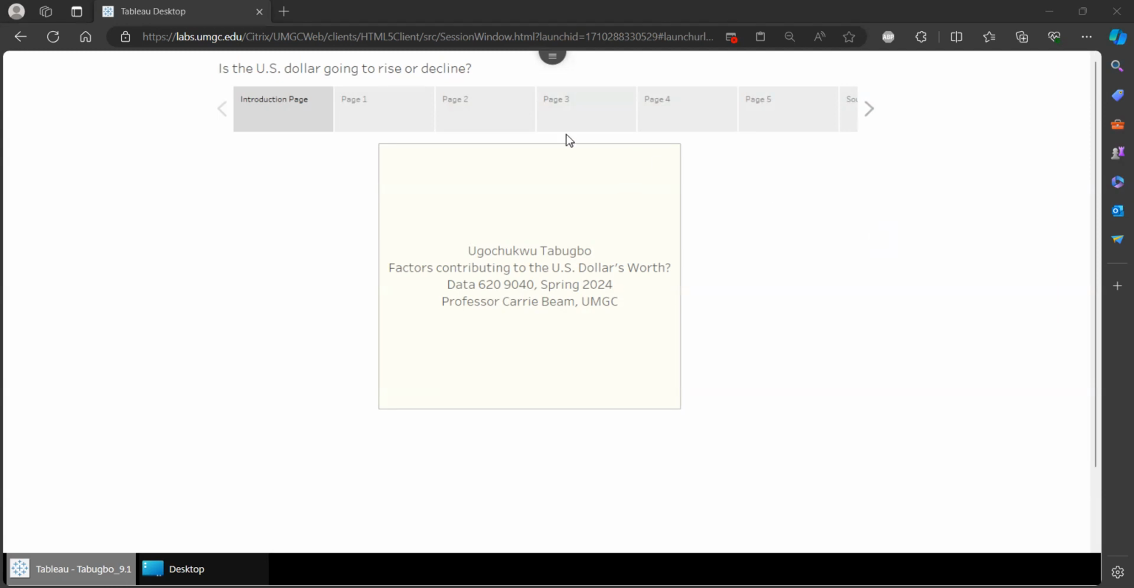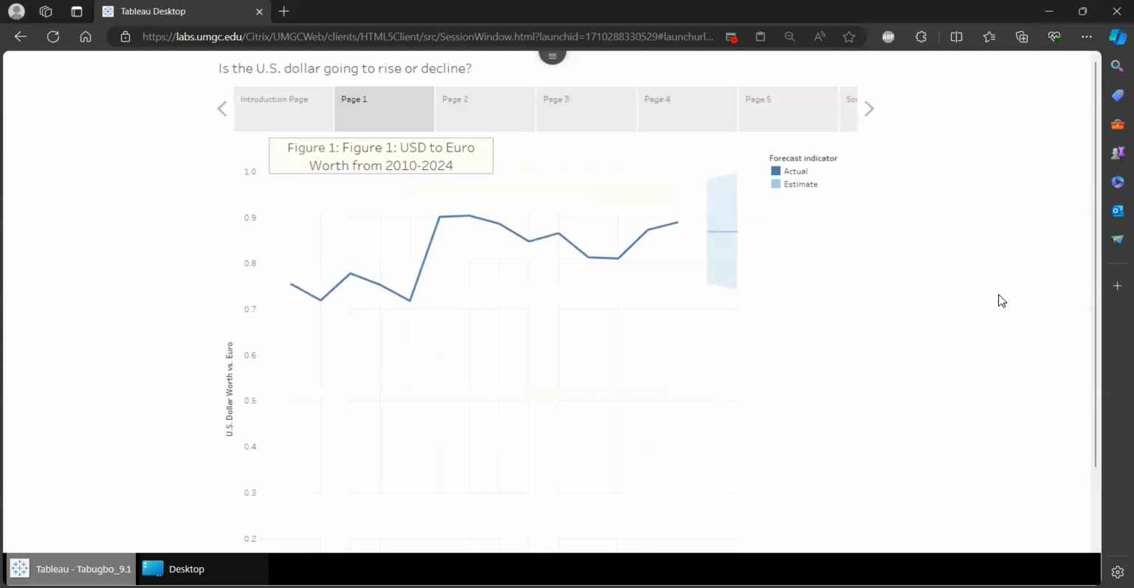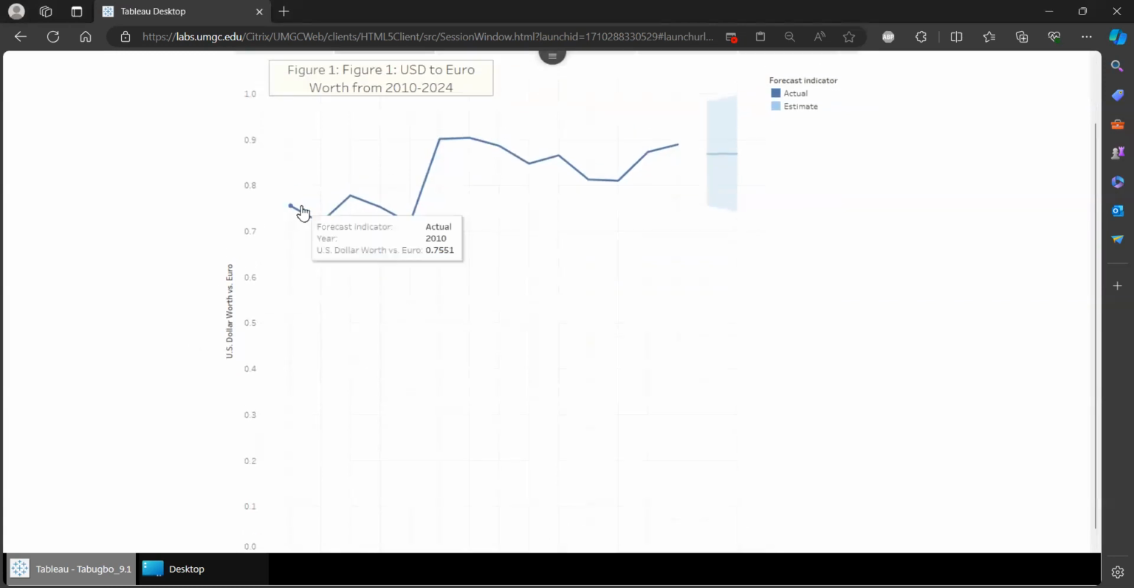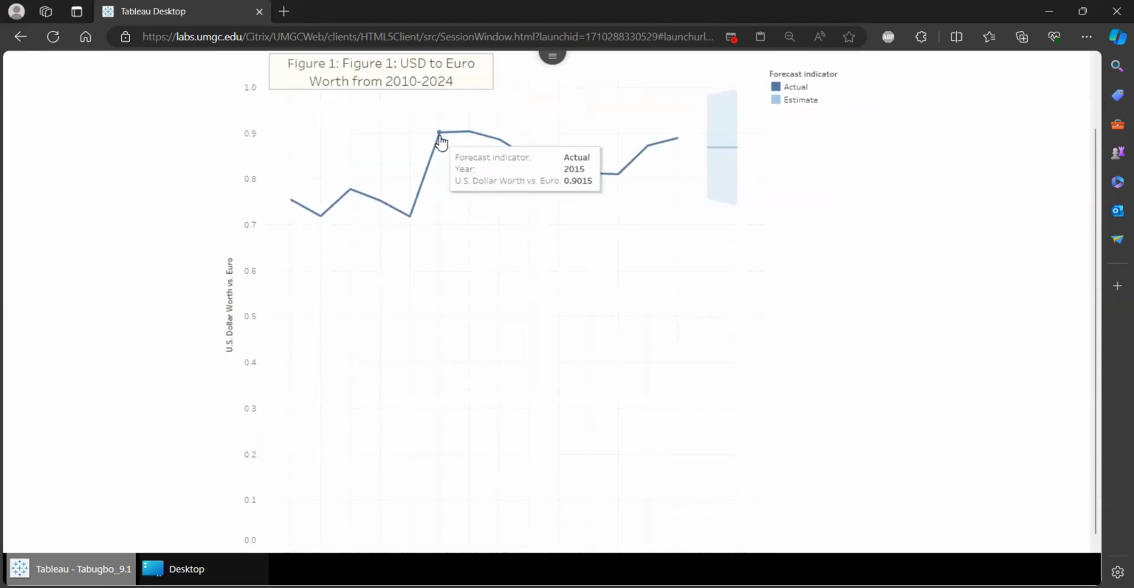and foreign exchange. So as you can see in this first trend line graph, it's comparing the US dollar to the euro from 2010 to 2024. When you see in 2010, the US dollar is worth about 75% of what the euro is. And then it slowly goes down and up and peaks in 2015 at about 90% of what the euro is.